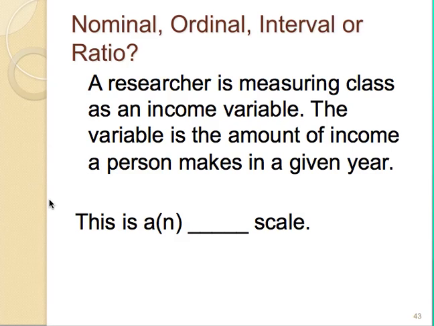Is that nominal, ordinal, interval, or ratio? Your answer should be ratio. Okay, if somebody makes 100,000 in a given year and another person makes 50,000, then the one who makes 100,000 makes twice as much as the one who made 50.